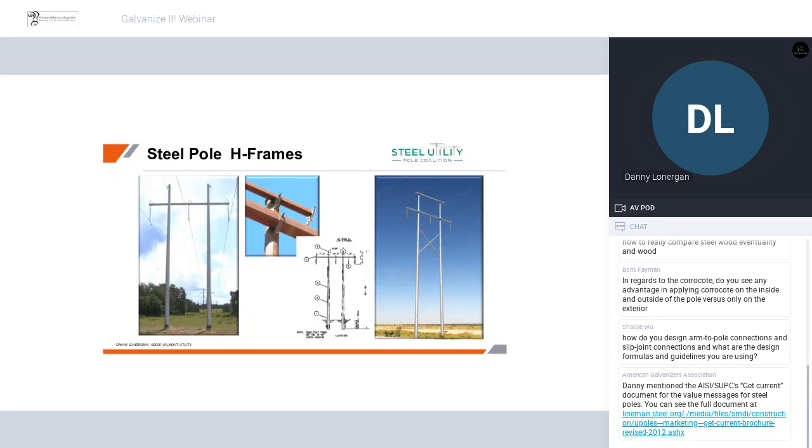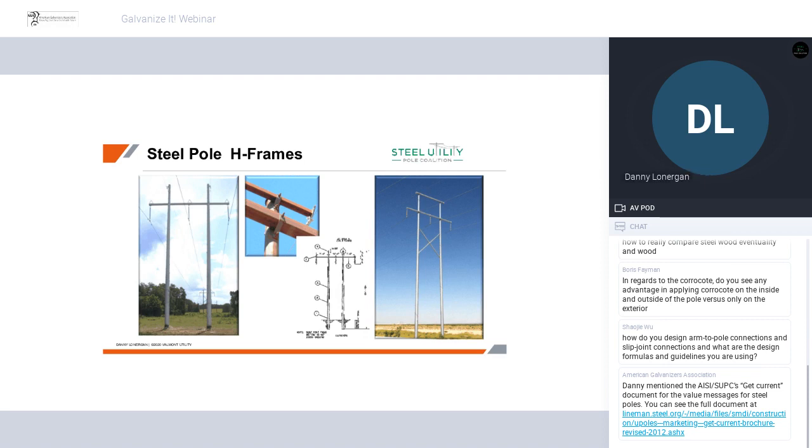Last slide is standard poles have definitely evolved themselves into H-frame and 3-pole structures. These are some examples of some different voltages. The photo on the left is 138. Photo on the right is, I think, 69.